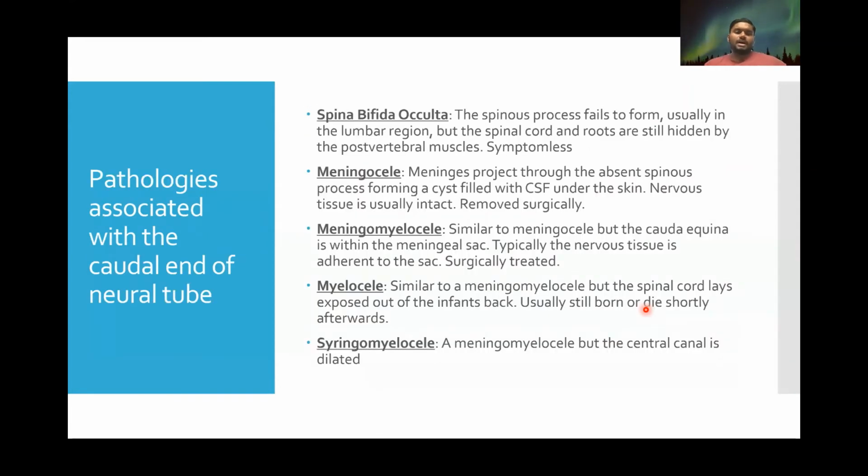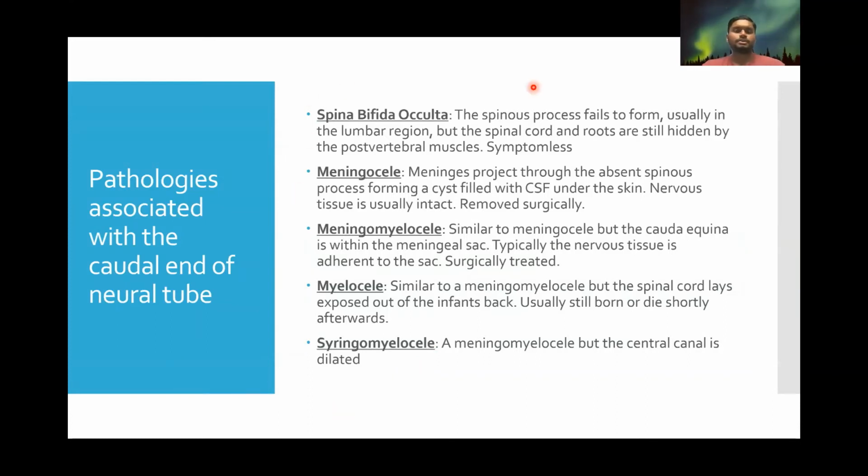But now we've talked about the folding, the process of neurulation and the neural tube, let's talk about some pathologies associated with this, right? Some clinical correlates. So one of the things that can happen. This whole slide is dedicated to if the caudal end of the neural tube fails to close, right? At the bottom end of it. So all these pathologies are associated with the lumbar spine, right?